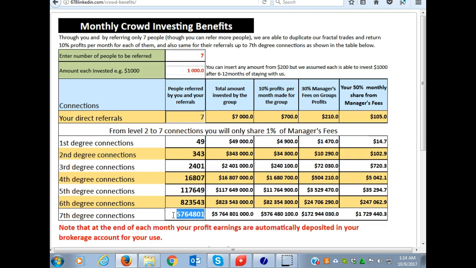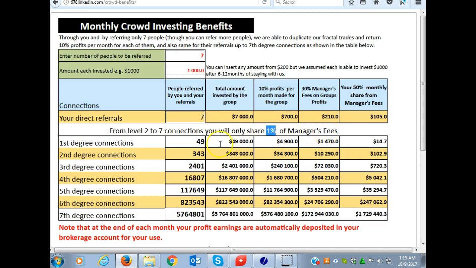Now, let's come to the amount of money they are all investing. Say we go with the same $1,000 per person who is in your network. So when you have a network connections of 49 people, the total amount of money invested by them, we call it group investment, will be 49,000. Let's look at it. From this level, you don't earn 50% of my performance fee. We only give you 1% of my performance fee.